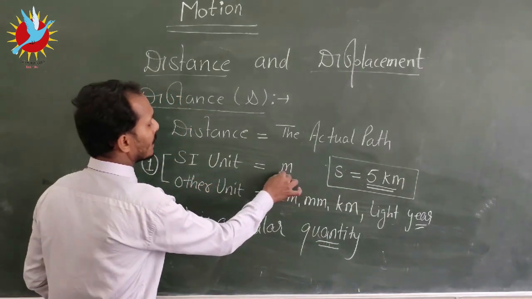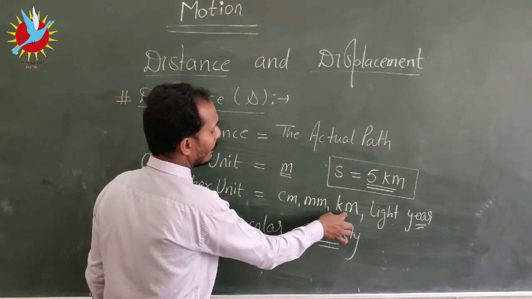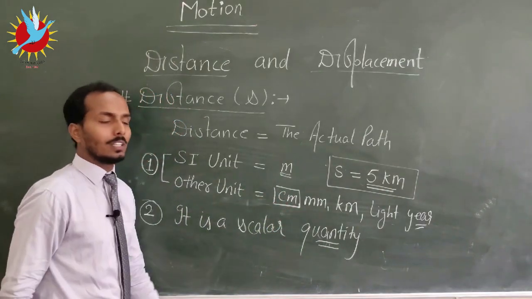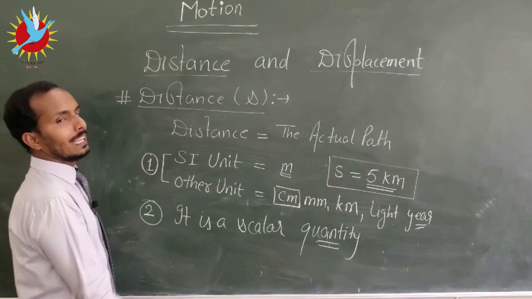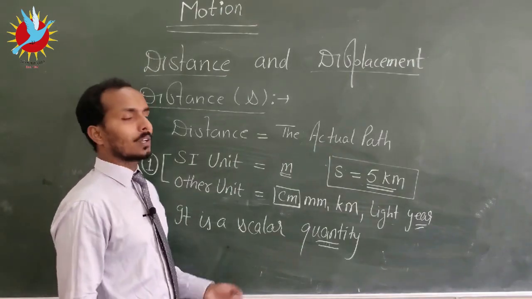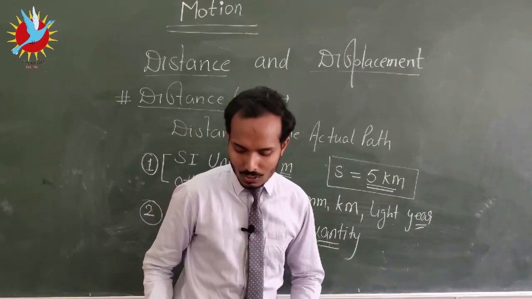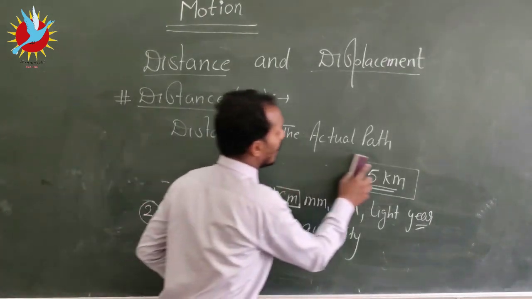SI unit of distance is meter. Other units are centimeter, millimeter, kilometer, and CGS unit is centimeter. It is a scalar quantity. Distance is a scalar quantity, so it has only magnitude, not direction. Let us understand it with some examples.